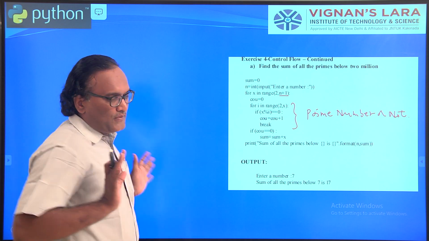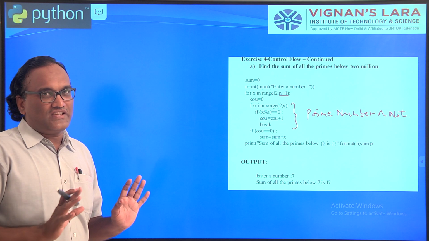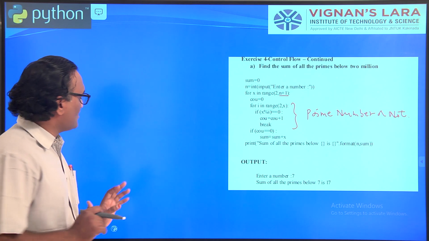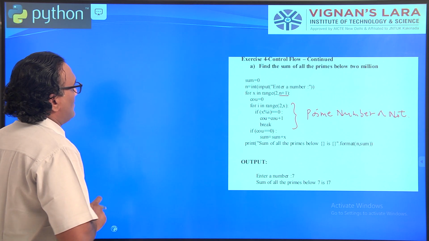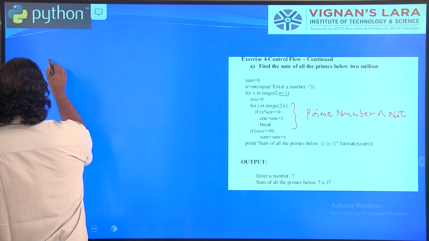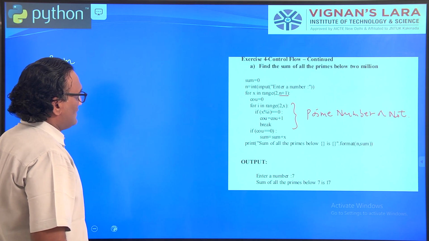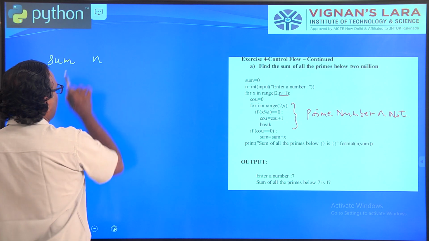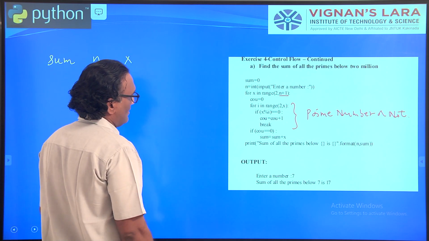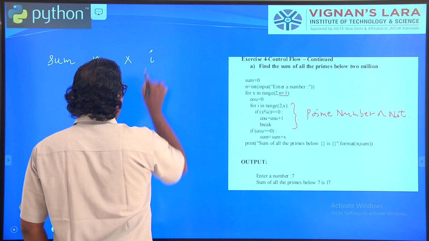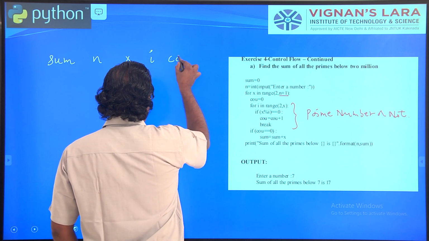Now, for any program, the most important thing is that you need to list out the variables first. For tracing, list out the variables. So let me list them out. I have the variable sum, and I am also having the variables n, x, which is the loop variable, and also i, and count.